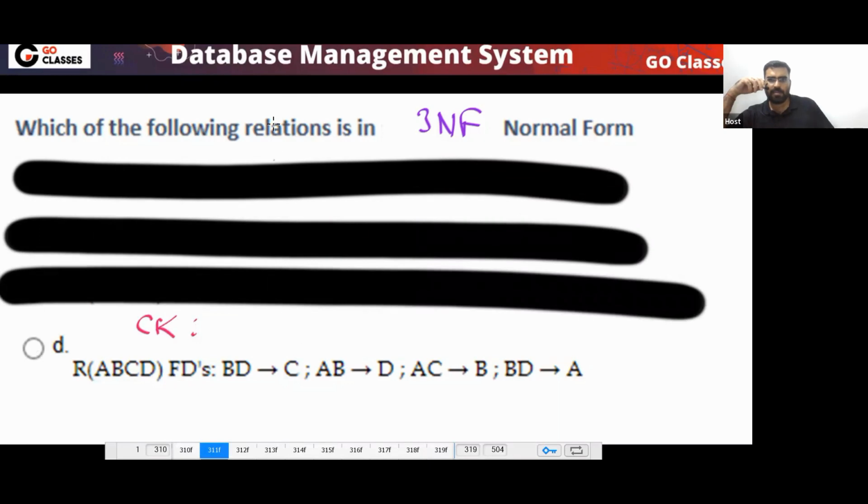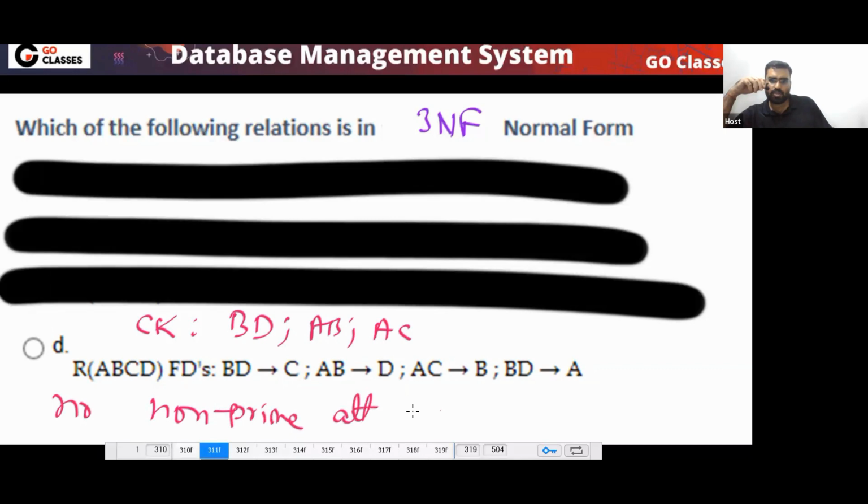A, B, C, D. Okay, so there is no non-prime attribute. If you check, the candidate keys will be like this. I think BD will be a candidate key. You can check it out. BD, AB, AC. There is no non-prime attribute. So this is in 3NF. There is no problem.